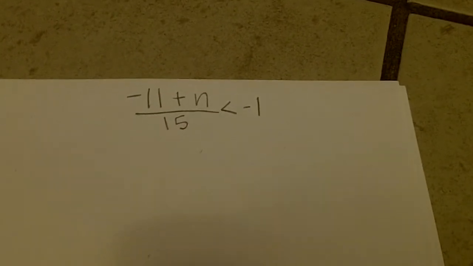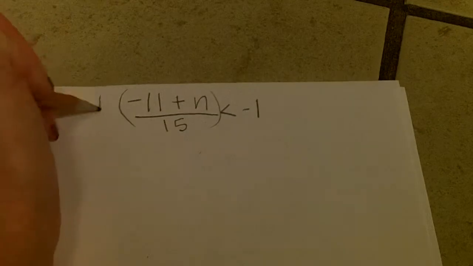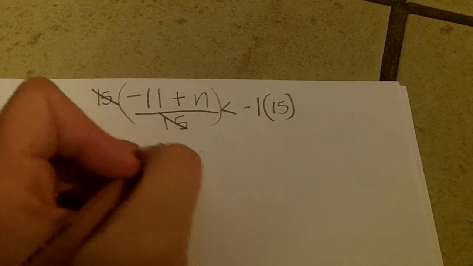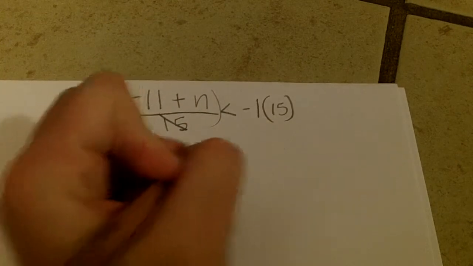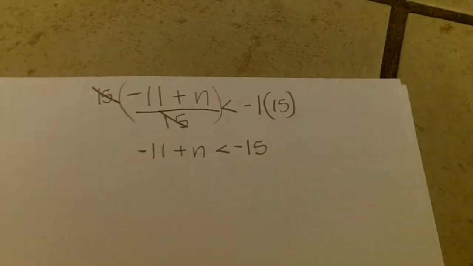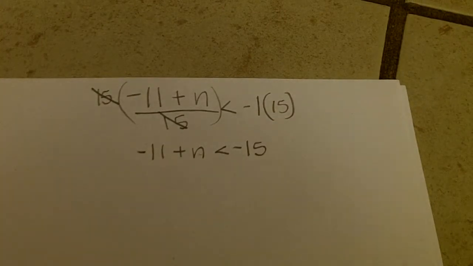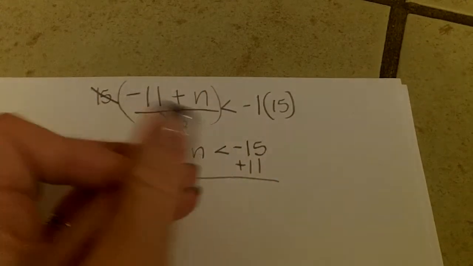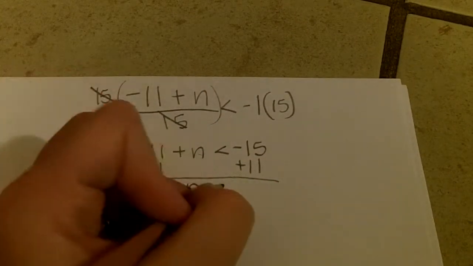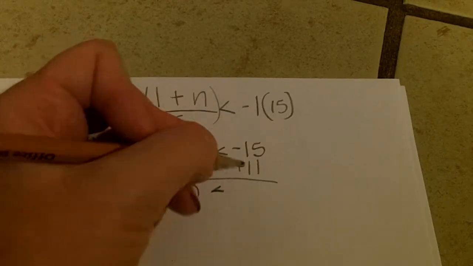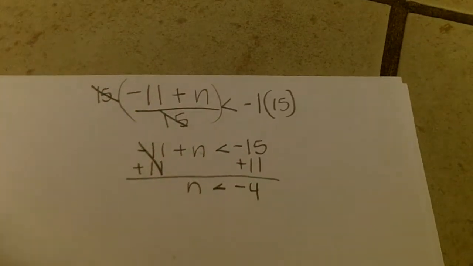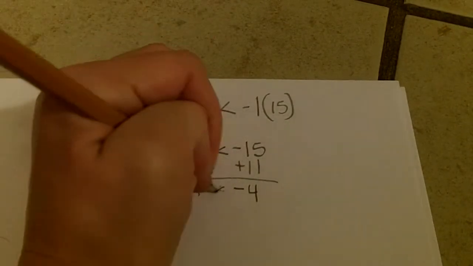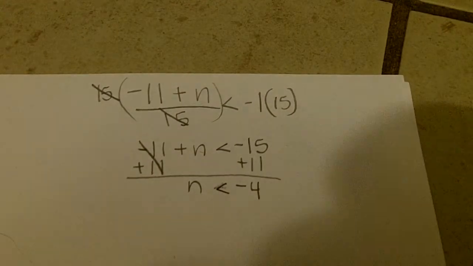We have another practice problem where I need to multiply both sides by 15 to remove that first. I now have negative 11 plus n is less than negative 15. Add 11 to both sides. Zeroes out over here. And negative 15 plus 11 should be negative 4. I'll make that sign look a little better. Apologize for that.